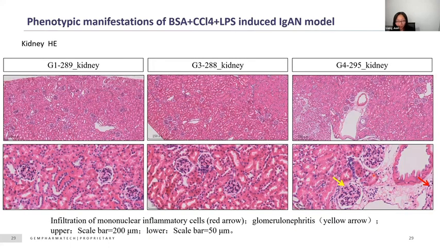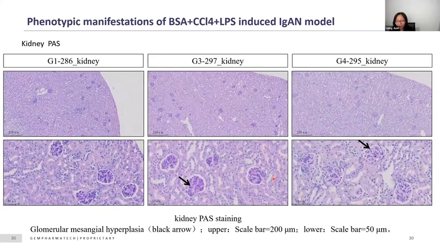The H&E data also showing the infiltration of inflammatory cells in BSA treatment disease group, and the BSA disease group also showing the manifestation of glomerular nephropathy. Kidney pathology staining showing the hyperplasia of glomerular mesangial.